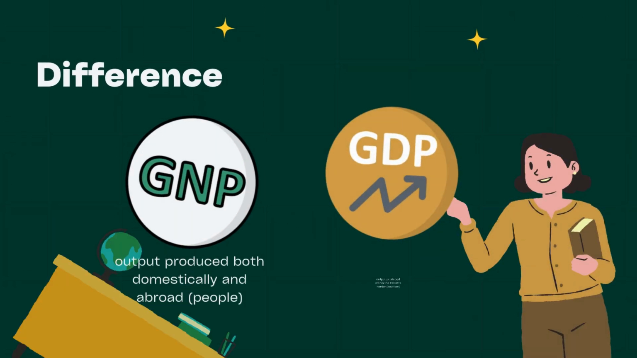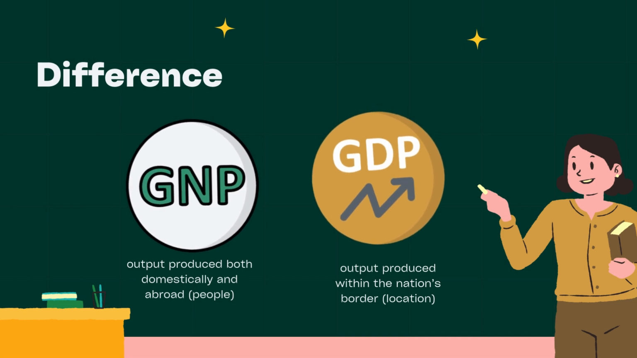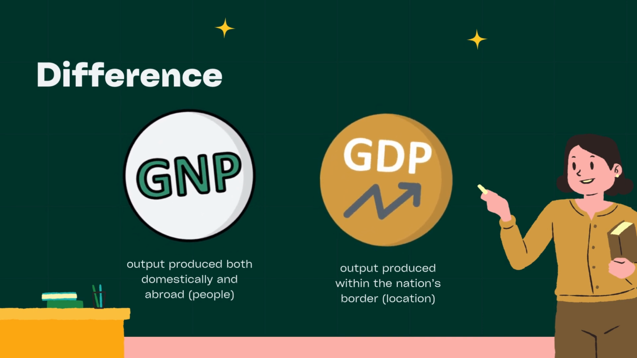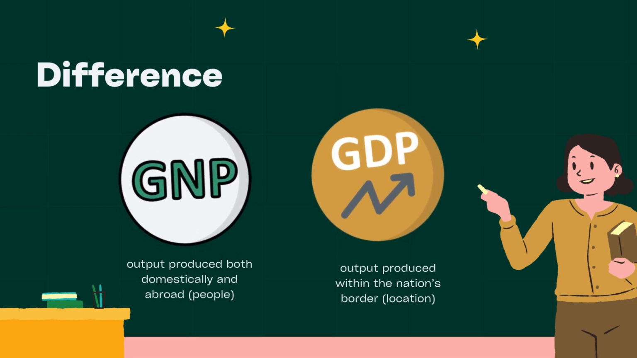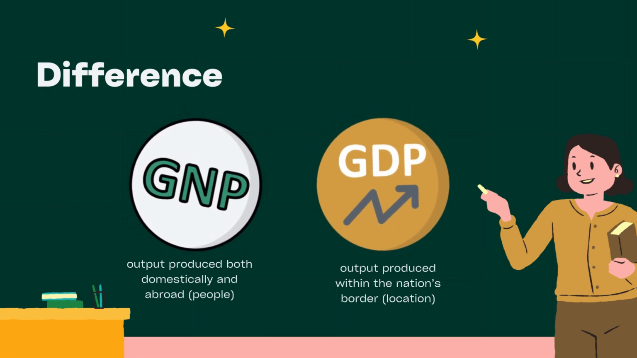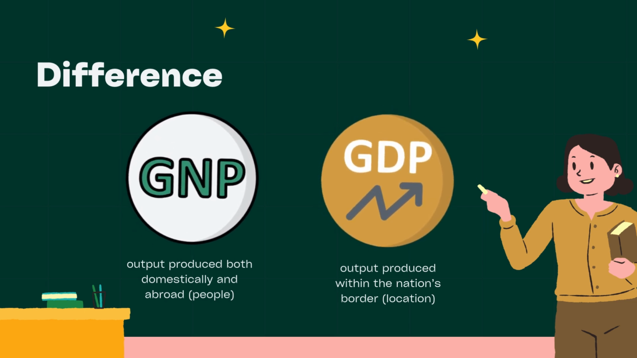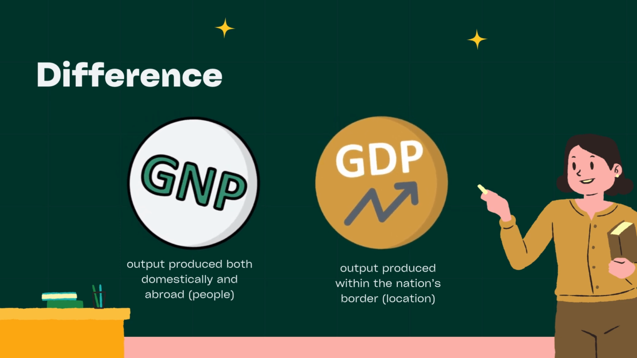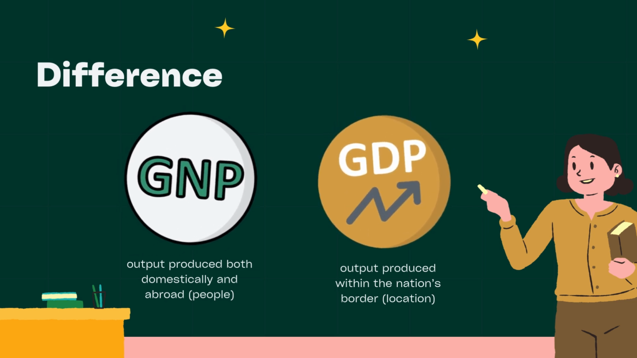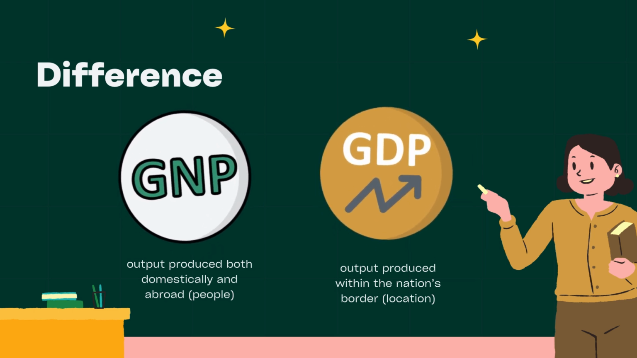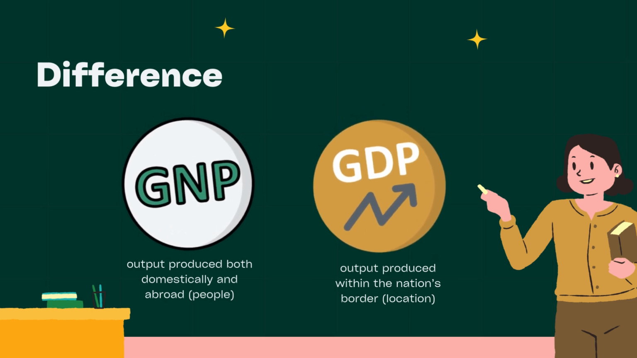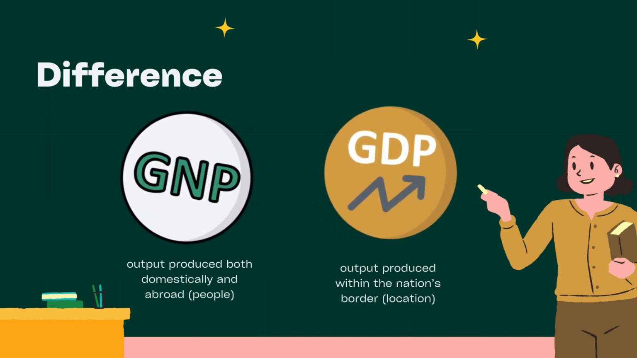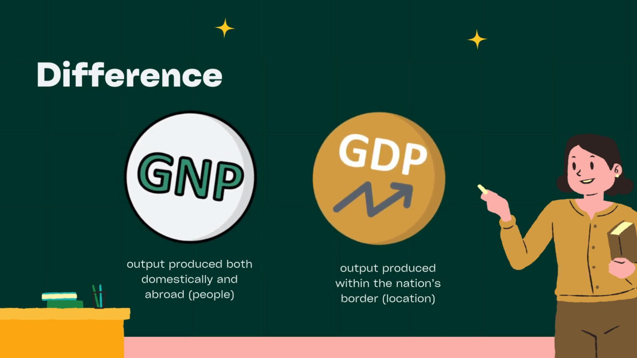Now, let's differentiate GNP from GDP. While gross domestic product, or GDP, measures the value of goods and services produced within a nation's borders, it includes contributions from both domestic and international workers based within the country. GNP, on the other hand, takes into account the output produced by a nation's citizens and businesses, whether they are inside or outside the country. So, GDP emphasizes location, anything produced within the borders, while GNP emphasizes nationality, following the economic activities of a country's people no matter where they are.